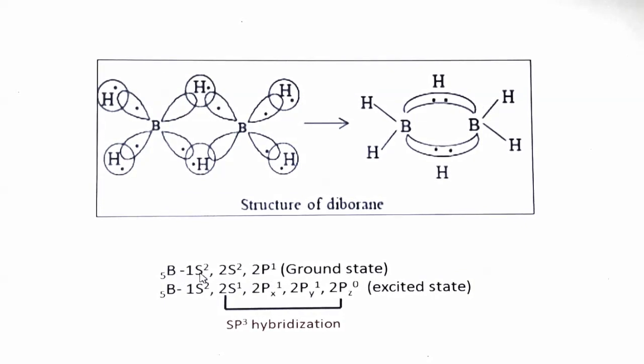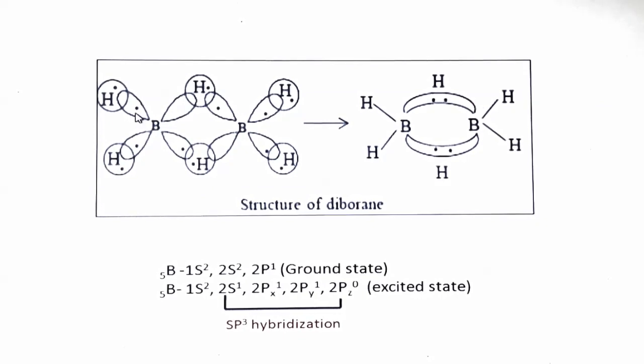Now the electronic configuration of boron. This is the electronic configuration: 1s2, 2s2 and 2p1. This is the electronic configuration of boron in the ground state. In the excited state, the electronic configuration is 1s2, 2s1, 2px1, 2py1 and 2pz0. And in this state, the hybridization is sp3. So in sp3 hybridization of boron, the sp3 hybridized orbitals have 1 electron each, but no electron is present in the fourth orbital. It means out of 4 sp3 hybridized orbitals of boron, 3 hybridized orbitals have 1 electron and the 4th hybridized orbital does not have any electron.